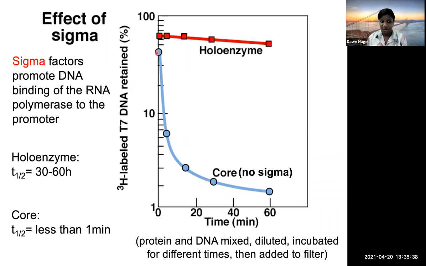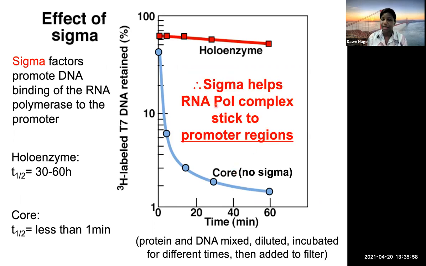So you have the DNA, you collect the sample as soon as you put the solution on, and that's why this is high. But then you wait some time and you see that everything is flowing through, right? So you're losing all of your DNA, you're getting less radioactivity, right? So it's not binding. And that's because the core is not there, right? So the sigma factor is not there to help to bind to DNA. So they concluded that the sigma factor helps RNA polymerase complex to stick to that promoter regions in that DNA, okay?